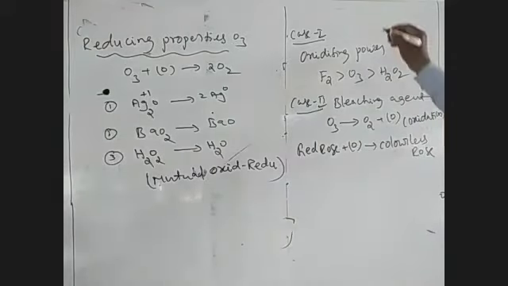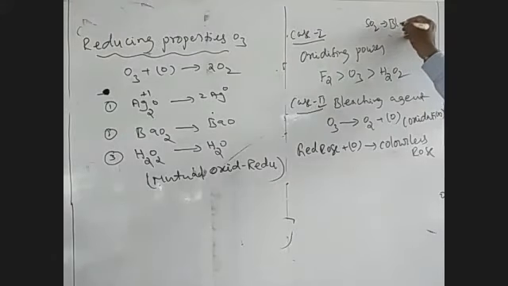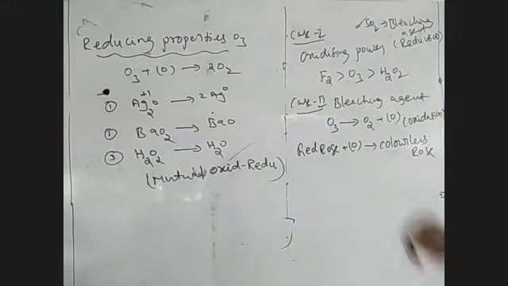SO2 also acts as a bleaching agent. The bleaching property of SO2 is due to a reduction reaction. Cl2 also acts as a bleaching agent. CaOCl2 is also a bleaching agent. O3 is also a bleaching agent. These three compounds have bleaching property due to oxidation. Only one compound has bleaching property due to reduction, that is SO2.